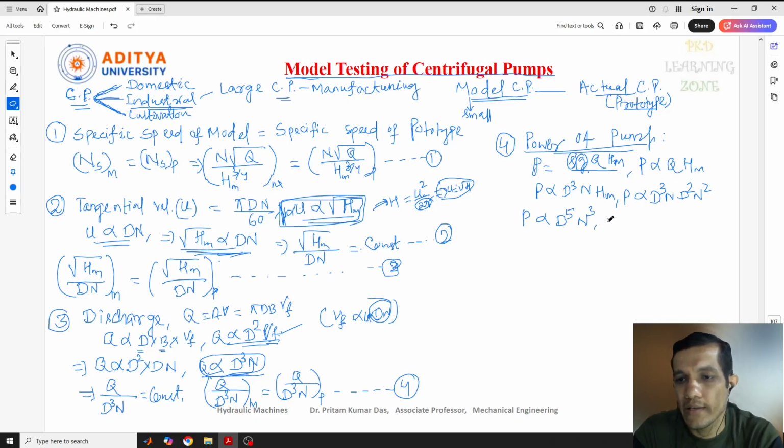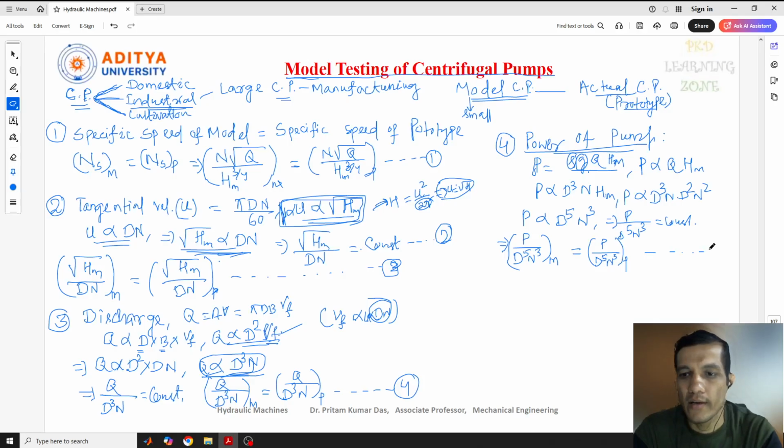So what I can write, P by d to the power 5 n to the power 3 is constant. And finally you can write for the model and the prototype, same thing: P by d to the power 5 n to the power 3 for the model will be equal to P by d to the power 5 n to the power 3 for the prototype. So this is another equation. These are the conditions that need to be satisfied for the model and the prototype. The similarity properties should be matched.